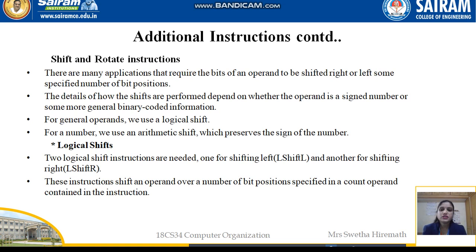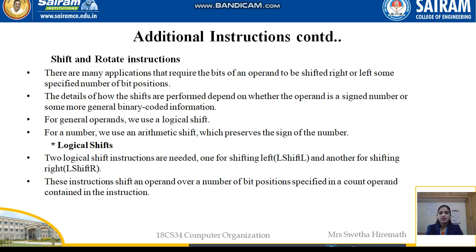The details of how the shifts are performed depend on whether the operand is a signed number or some general binary coded information. For general operands, we use a logical shift. For a number, we use an arithmetic shift. If it contains only zeros and ones, then we make use of logical shift operations. And if it consists of numbers, then we use arithmetic shift operations.